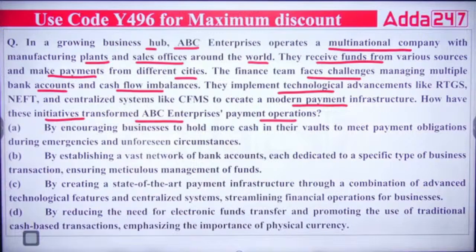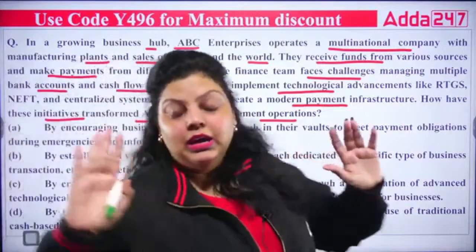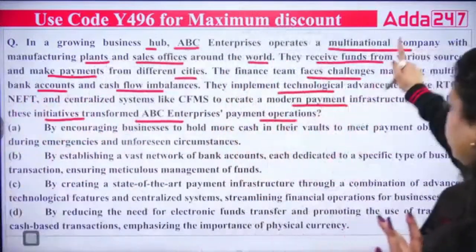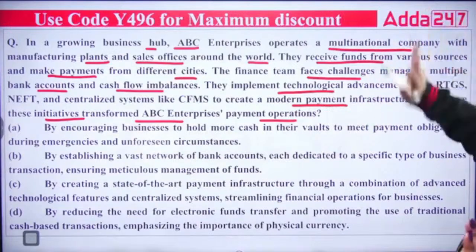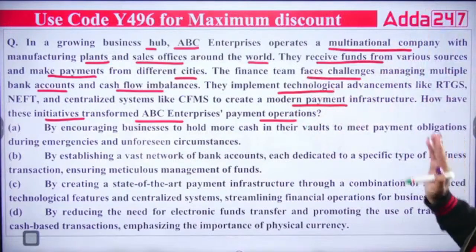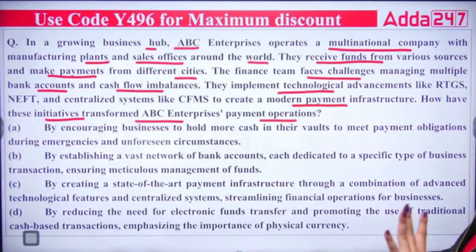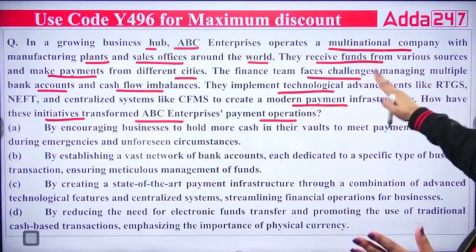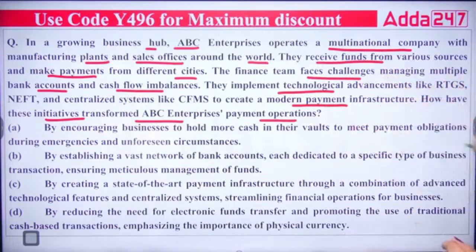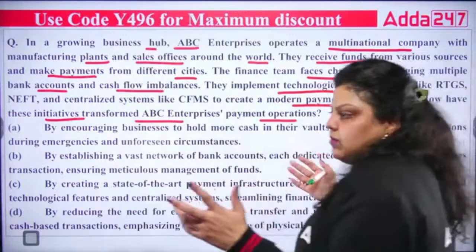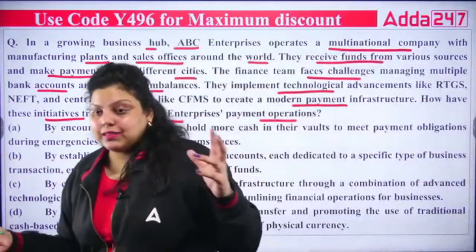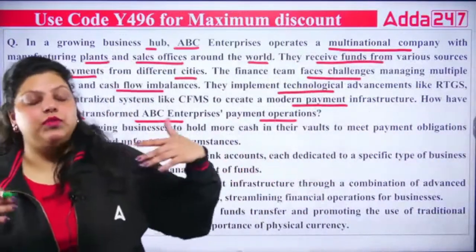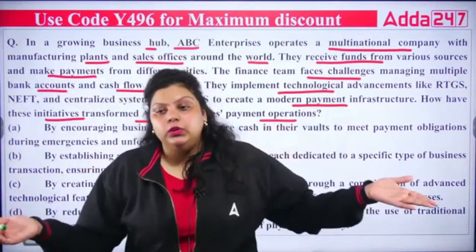So this is a kind of case study question they have given to you. They are saying the business is growing in a growing business hub. The ABC Enterprise operates a multinational company with manufacturing plants and sales offices around the world. So they receive funds from various sources and make payments to different cities. Obviously, in the world, they have their manufacturing plants and sales offices. So they are earning from different sources and they have to make payments to different sources, obviously, right?